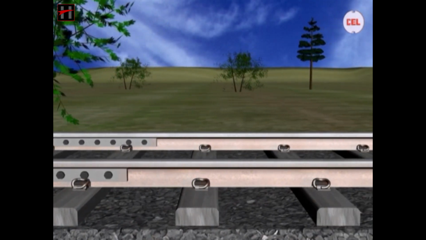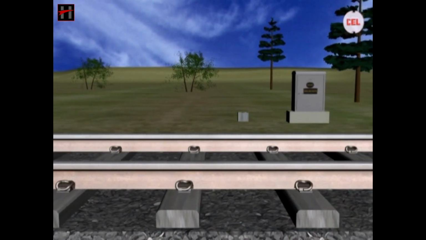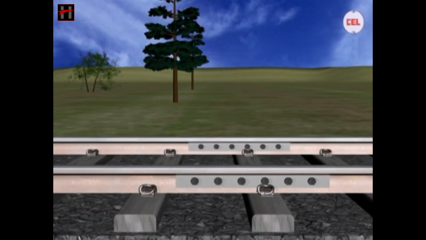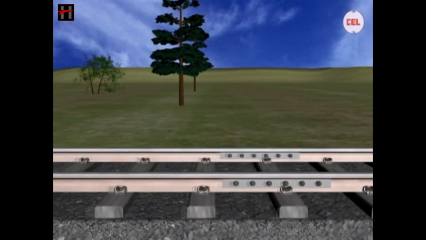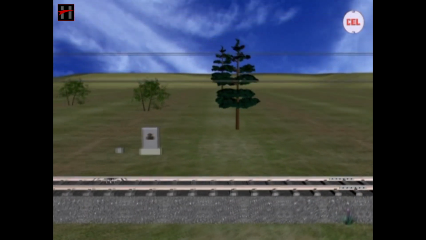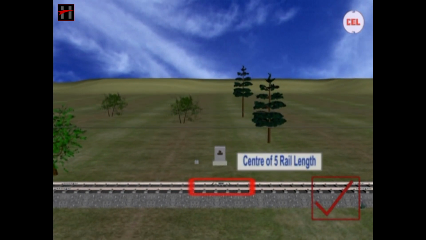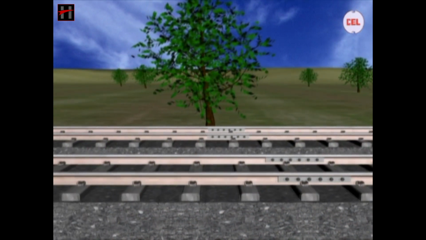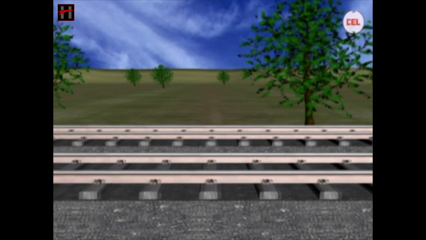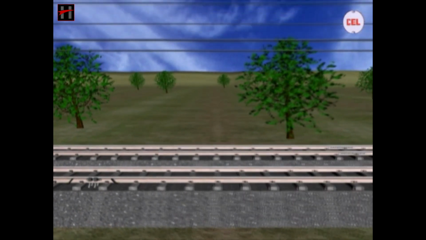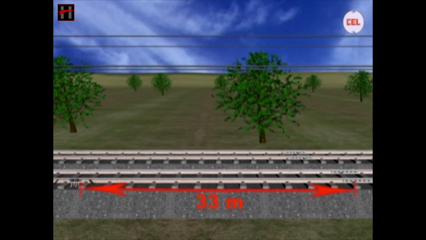Ensure that the length of the trolley protection circuit is maintained at 5 rail lengths in case of single line, and 3 rail lengths in case of double line. While fixing axle detectors in single line, ensure that they are fixed in the center of the 5 rail length. Whereas in case of double line, they should be fixed at 33 meters from the block joint in the direction of the train movement.